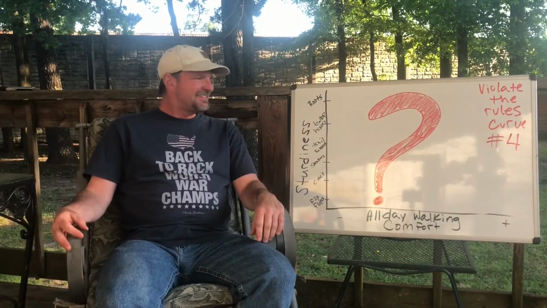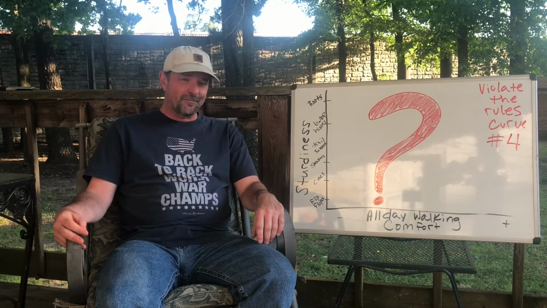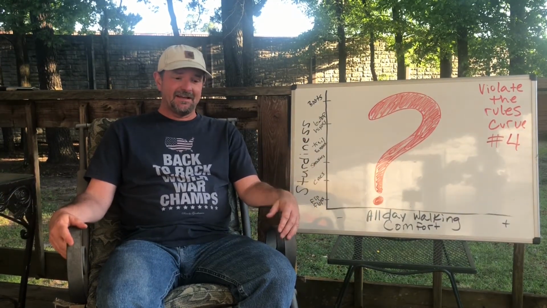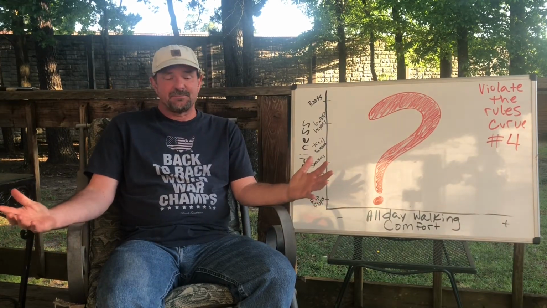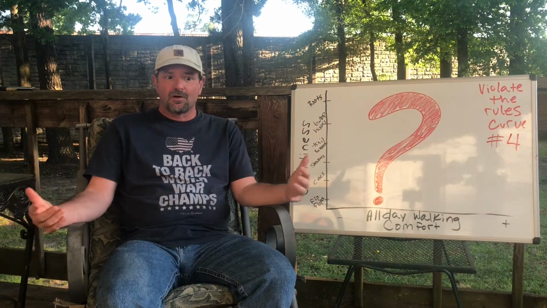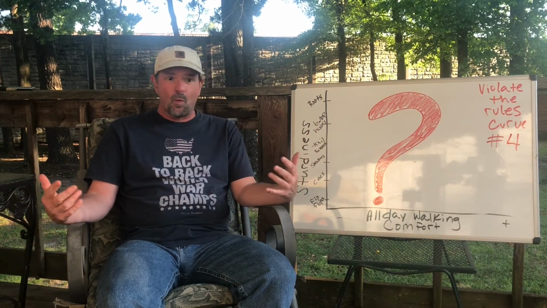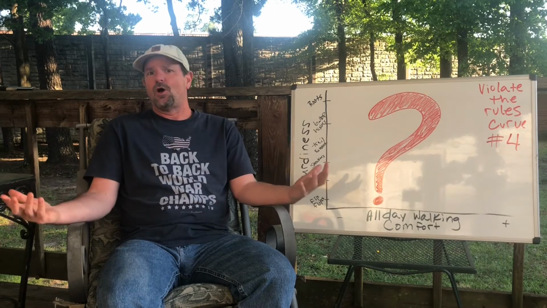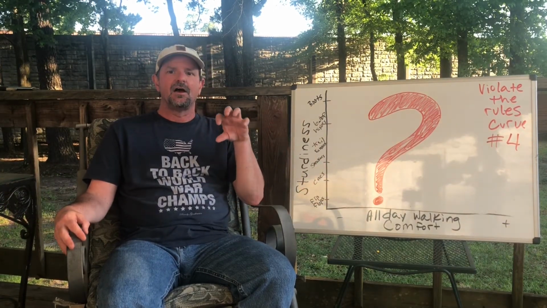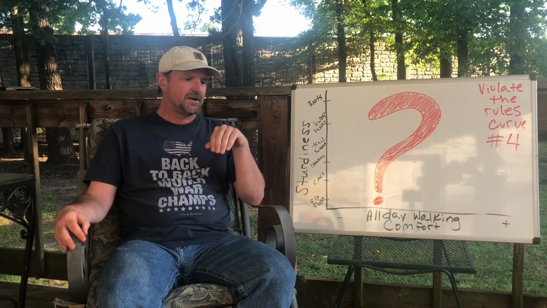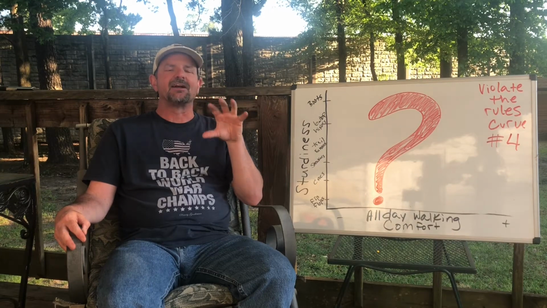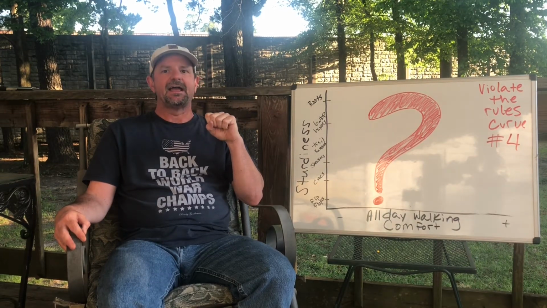And finally, this is violate the rules curve number 4. This is for people who really have no idea what they want, or they don't have enough experience to know anything about what will work and what might work, what won't work, what might not work. They have no idea. Not a clue. These are people at the very beginning of their search for the right shoe. And these people have got to be careful not to watch too much YouTube and get their mind made up for them.